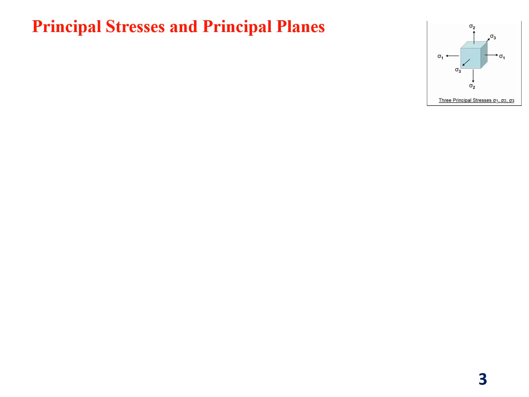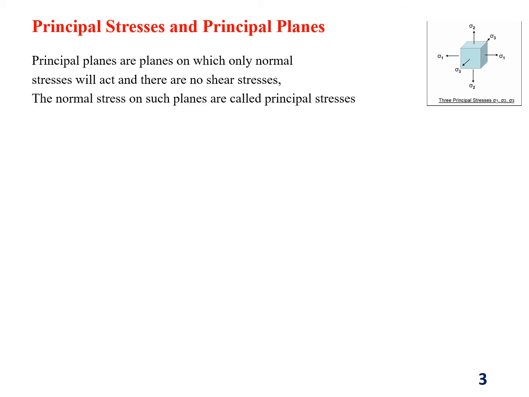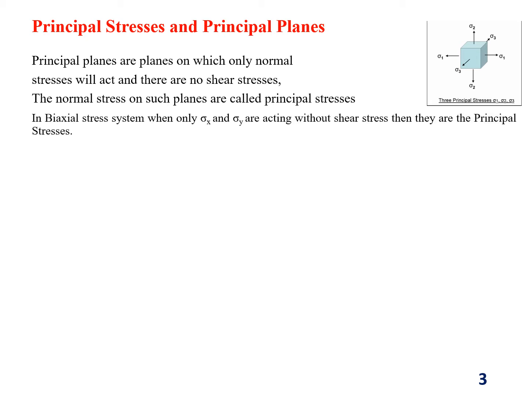So what are principal stresses and principal planes? Let us see what a principal plane is first. The principal plane is the one in which there is no shear stress, only normal stresses act. The plane on which only normal stresses act, such stresses are called principal stresses. In a biaxial state of stress, we have sigma x and sigma y without any shear stress. Hence, it is called a principal stress.